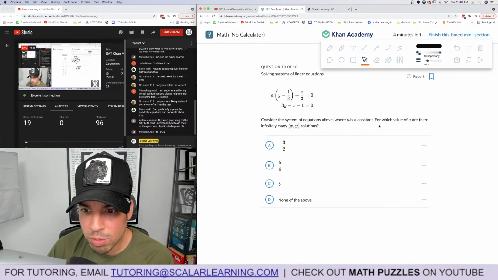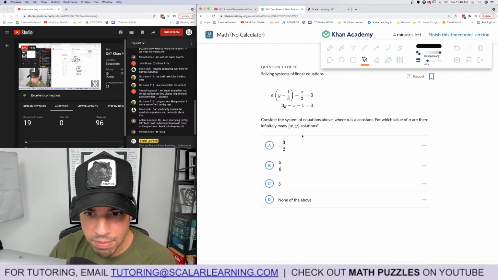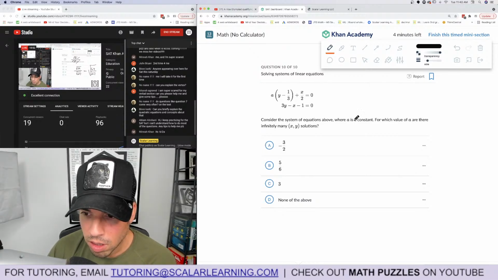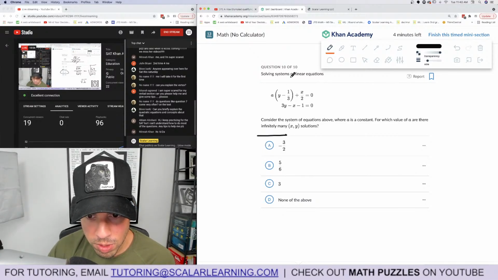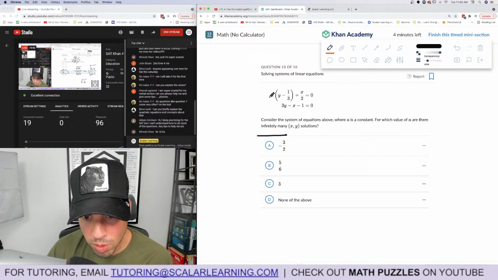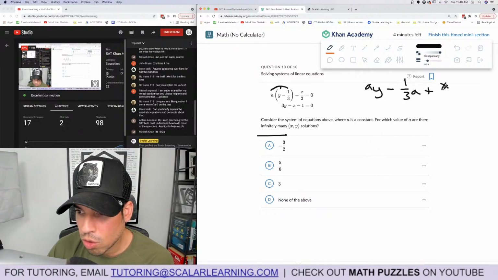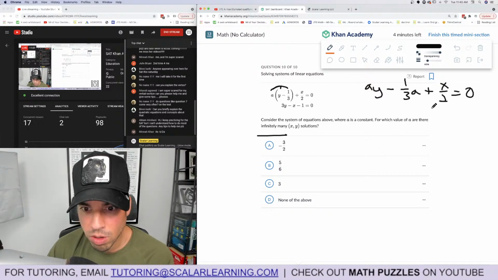Finally, consider this equation above where A is a constant. For which values of A are there infinitely many solutions? Hold on. For which value of A? Okay, so infinitely many solutions means they have to be the exact same. They have to be identical. So what I'm going to do first is distribute. I'm going to leave the bottom equation alone for now. AY minus 1/3 A plus X over 2 equals 0.